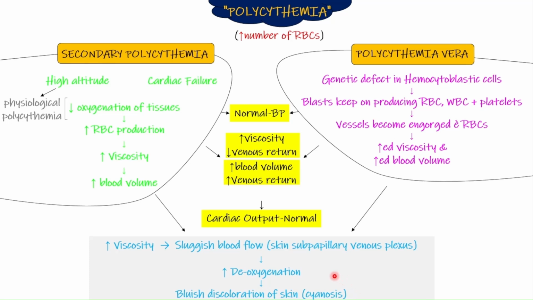So that's why polycythemia will give cyanosis. So this is regarding polycythemia, its types, its effect on the circulatory system, and finally why polycythemia gives a bluish discoloration of the skin, which is known as cyanosis. So this is it.